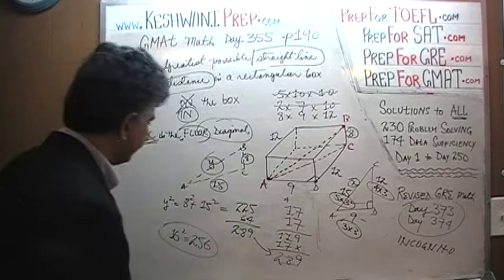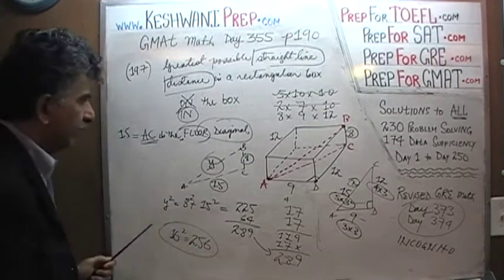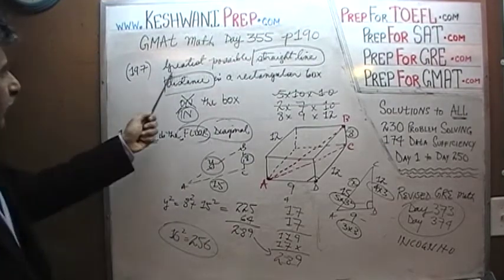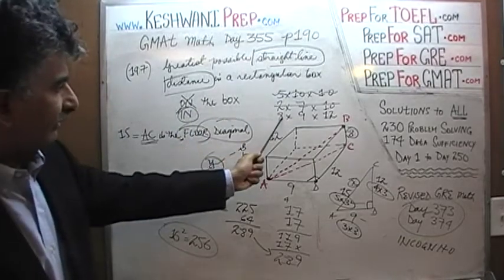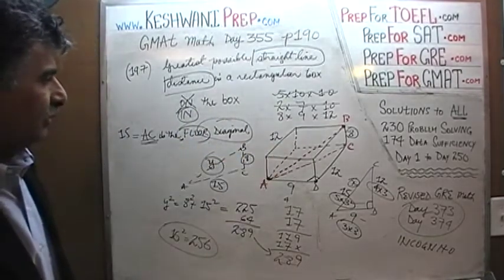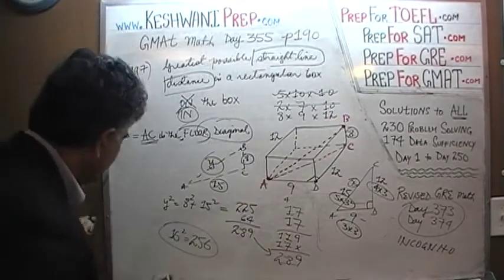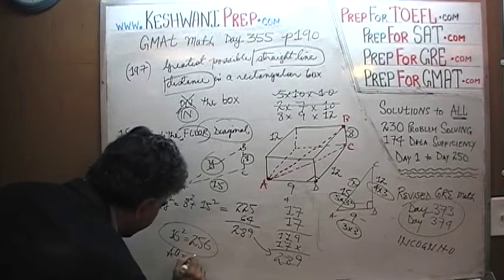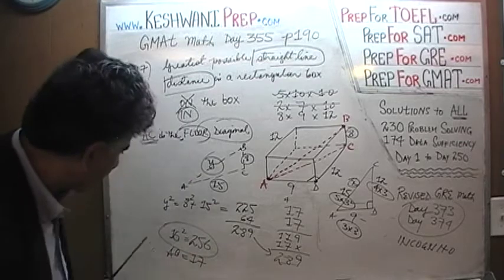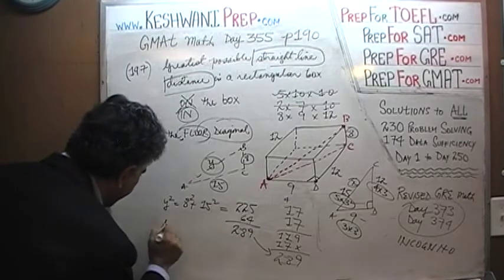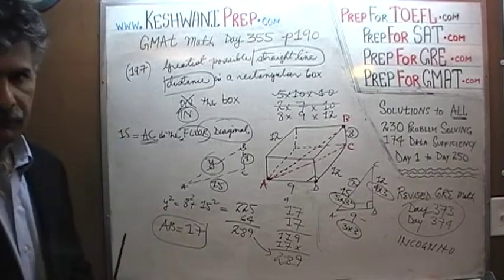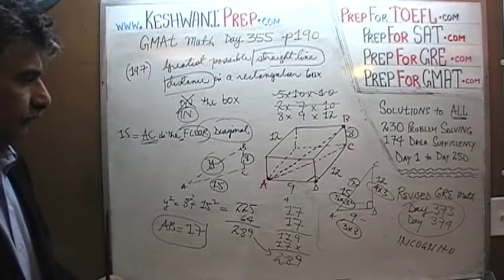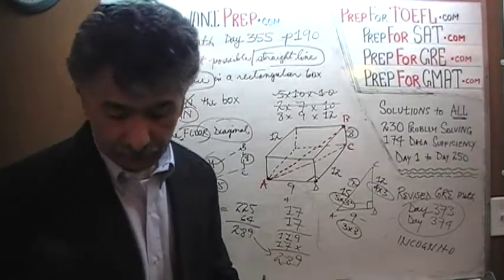What do you know? So the answer is, the greatest possible straight line distance that can fit in the rectangular box 8 by 9 by 12, A to B, we just found out is 17. Let's erase this part, we don't need this thing. A to B, we just found out is 17. Do you understand? Now let's do the problem in the book.